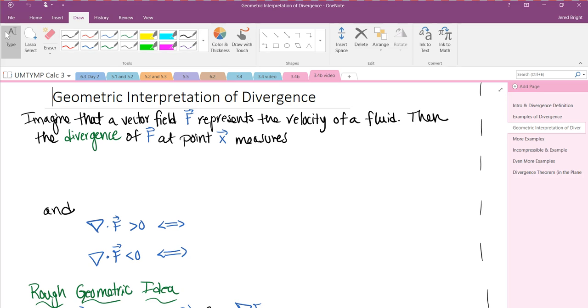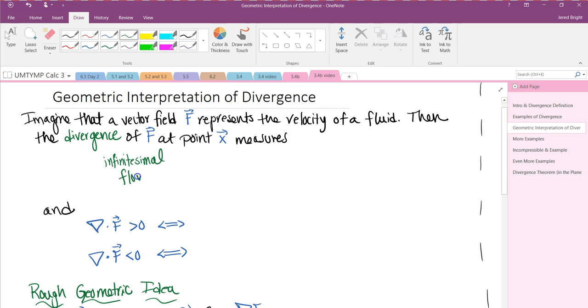Okay, so we have a vector field. We're thinking of it for right now as the velocity of a fluid. And there's maybe other contexts that you can apply this to, but we're going to think about the flow of a fluid. Then with this interpretation, the divergence at a particular point in that vector field really measures what we think of as infinitesimal flow.